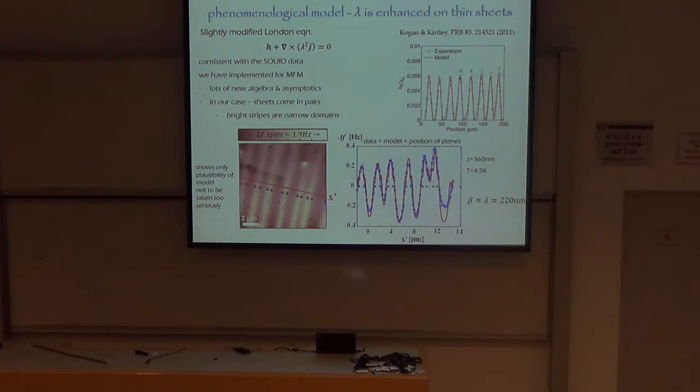So there's actually a phenomenological model that was invented to explain this data, and we implemented it for our data. You can look at the papers to see all of the calculations. And here's some data. These are these blue crosses. And here's a fit to the model where the only thing we play with is the strength of superconductivity on two-dimensional sheets and where these sheets are. And to explain our data, you have to have the sheets coming in pairs. Okay, so it seems like the bright stripes that we see are narrow domains.